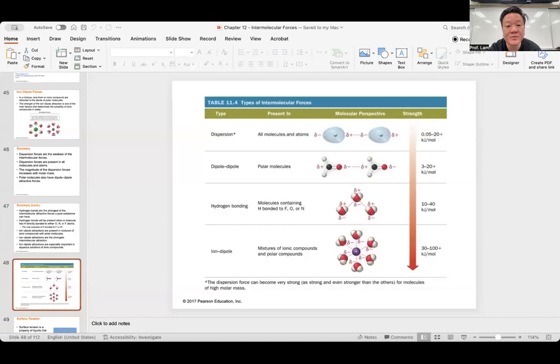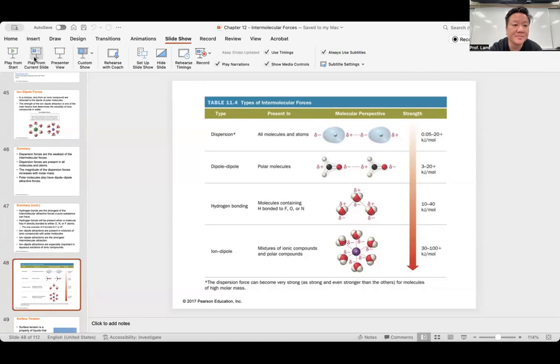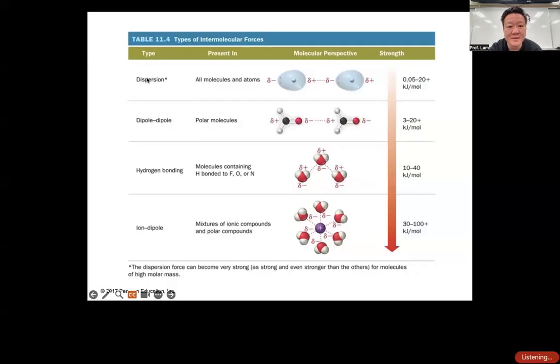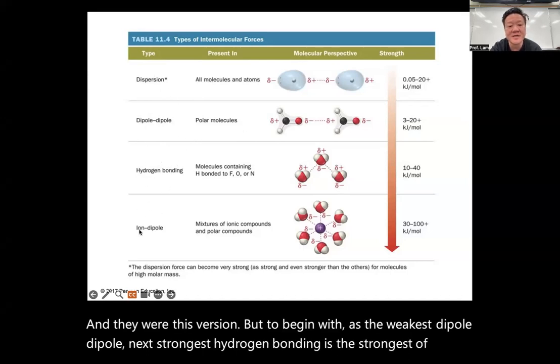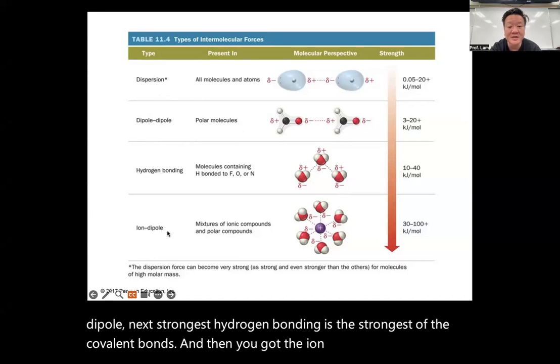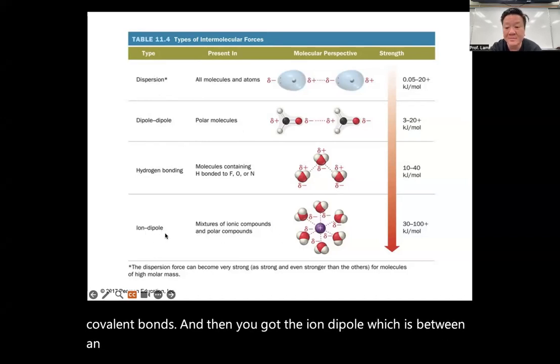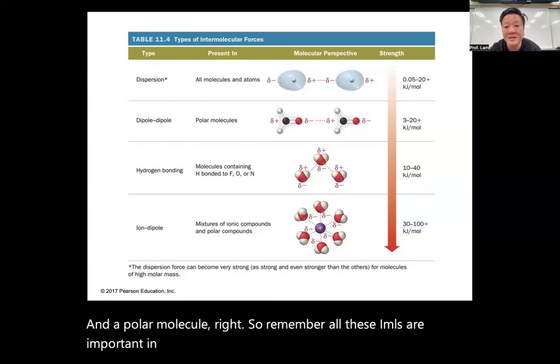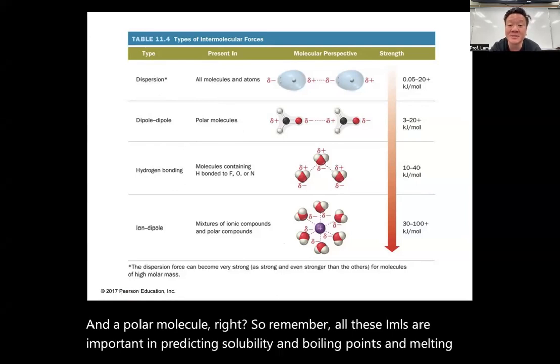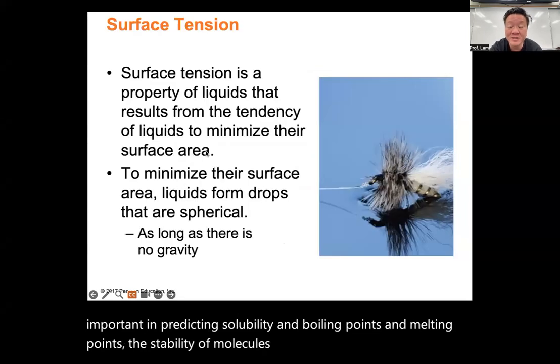As you remember, we went over IMFs, intermolecular forces, the last time. They were dispersion, to begin with, as the weakest. Dipoles next. Hydrogen bonding is the strongest of the covalent bonds. And then you have the ion-dipole, which is between an ion and a polar molecule. Remember, all these IMFs are important in predicting solubility, boiling points, melting points, and the stability of molecules.